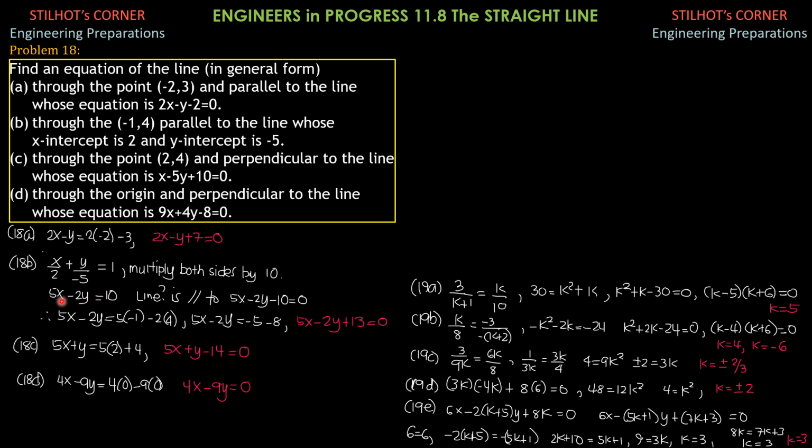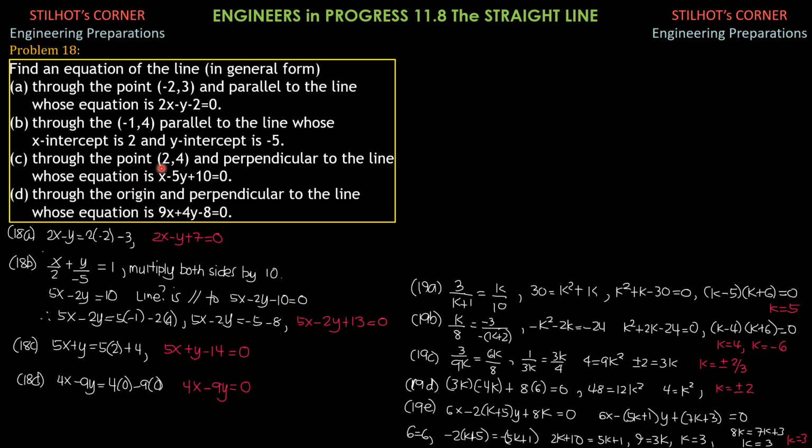And since the two lines are parallel and that unknown line passes through (-1, 4), we follow the guide in 18a. So therefore, the equation of the line is in the form 5x - 2y = 5 times x1, and x1 is -1, then minus 2 times y1, and y1 is 4. So this is 5x - 2y = -13. And therefore, in general form, the equation of the line is 5x - 2y + 13 = 0.